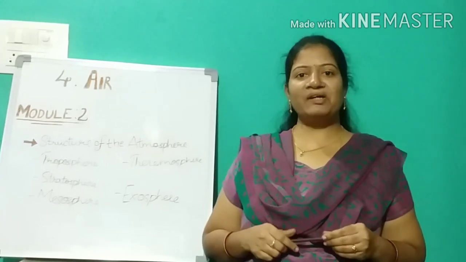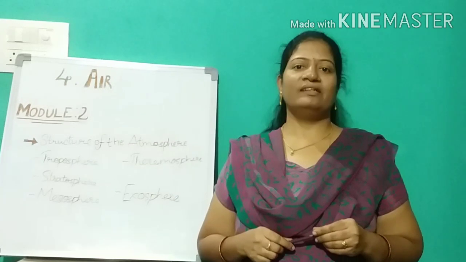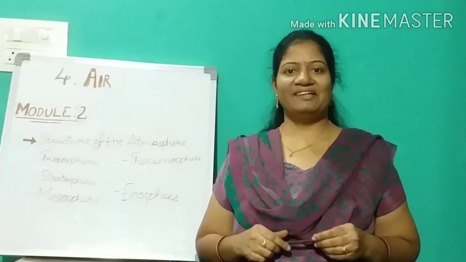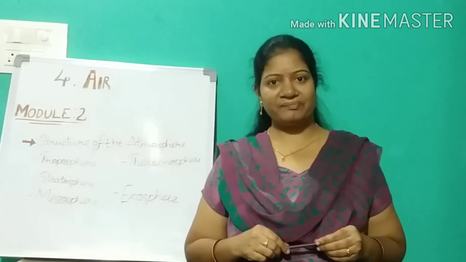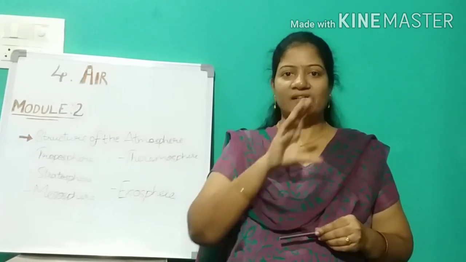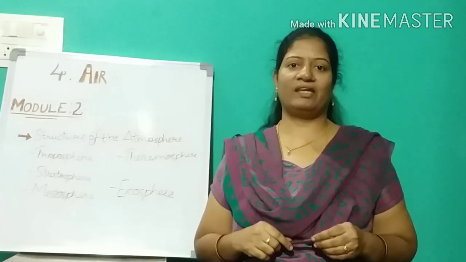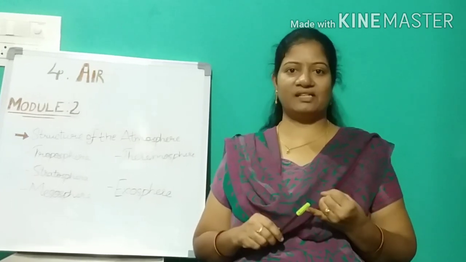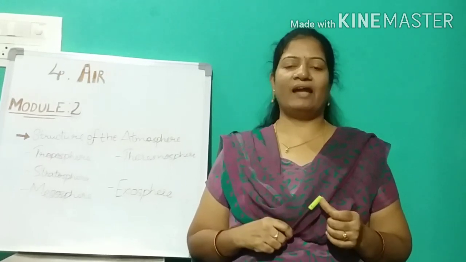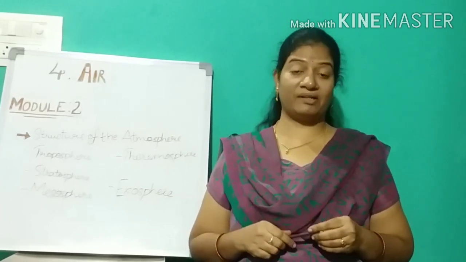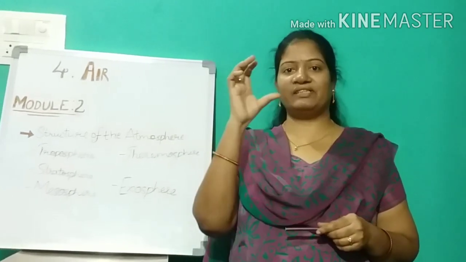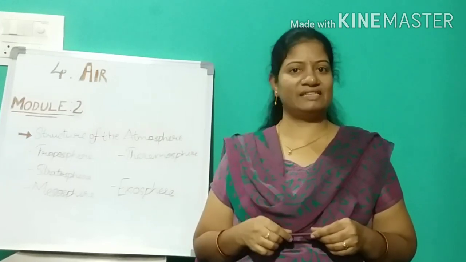In the first module, what did we discuss? Yes, we discussed the composition of the atmosphere, right? What is the composition of the atmosphere? Actually, the atmosphere is a mixture of different gases: oxygen, hydrogen, nitrogen, argon, helium, and some small dust particles also, along with those gases. And we discussed which gas is present in which amount, everything like that.